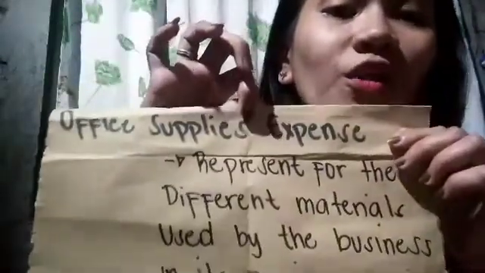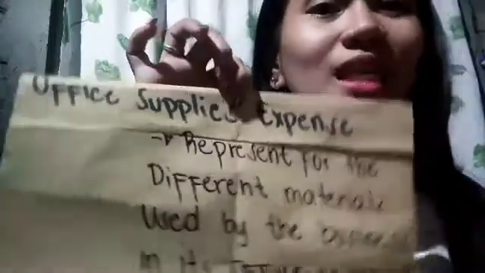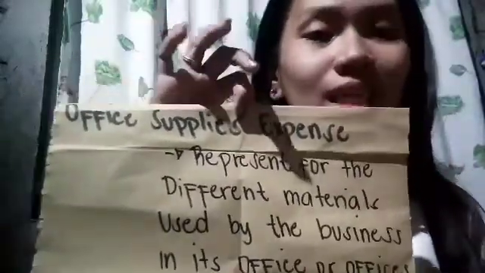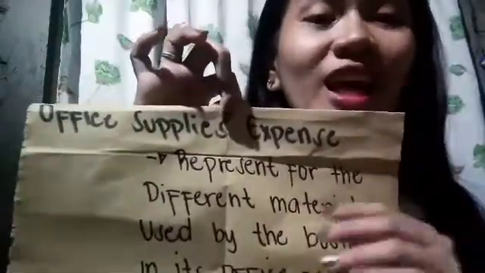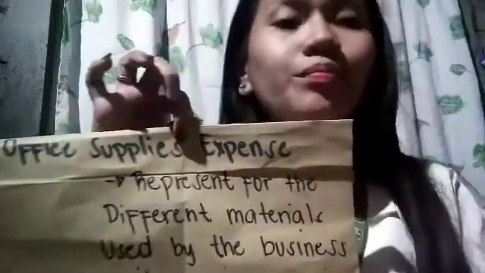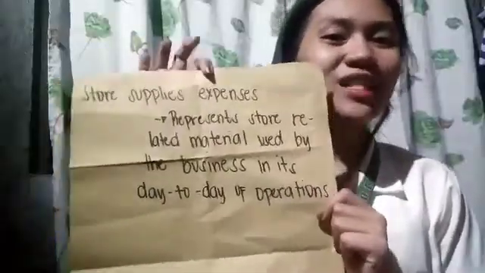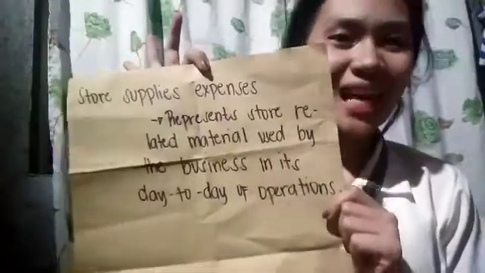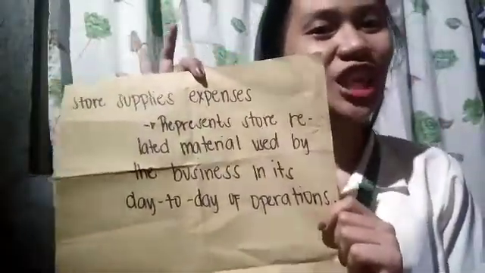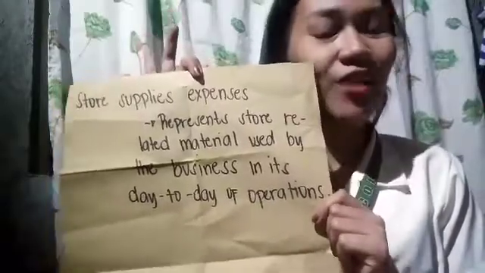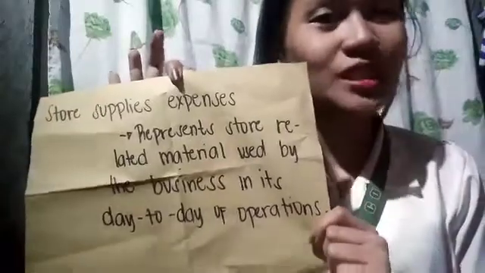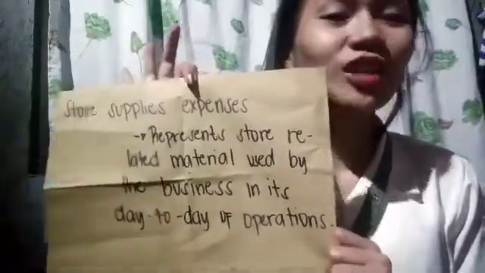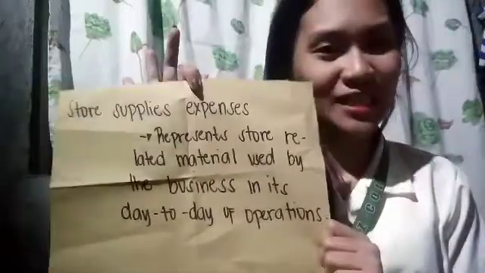The next one is the office supply expense. Supply expense represents the different materials that you use in your business, just like bond papers if you are in the office, and other things that you need in your business. The next and the last topic that I'll have is the store supplies expense. Store supplies expense represents the store-related materials used by the business in its day-to-day operations. It includes items such as plastic bags, tapes, stapler, fillers, etc. that you are going to use in your business.